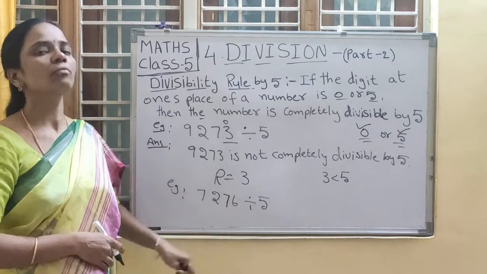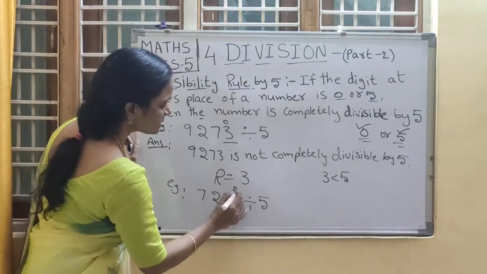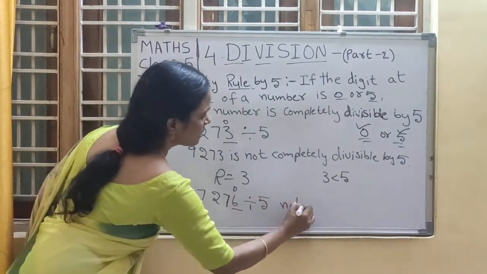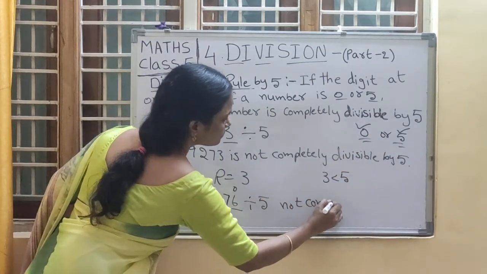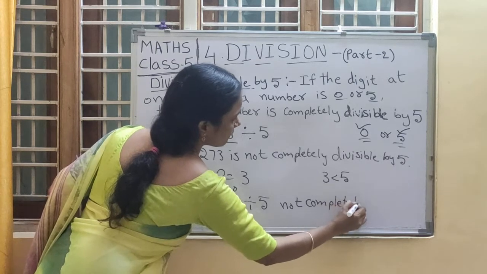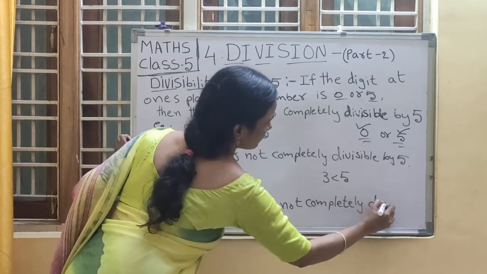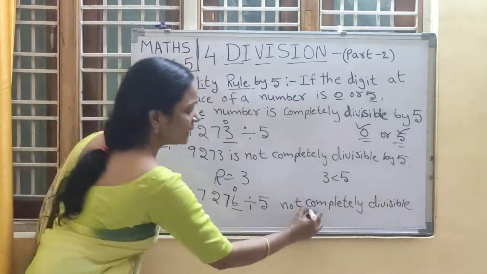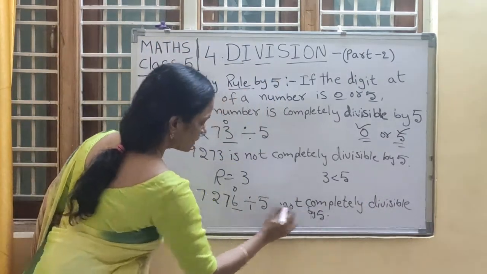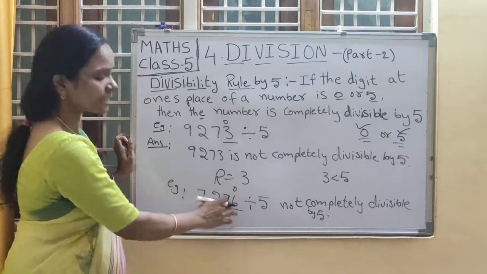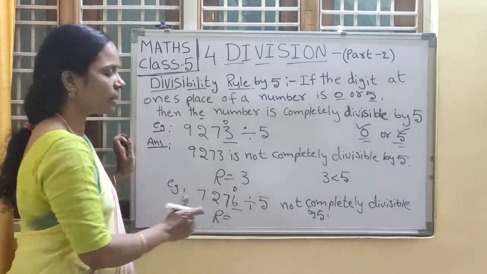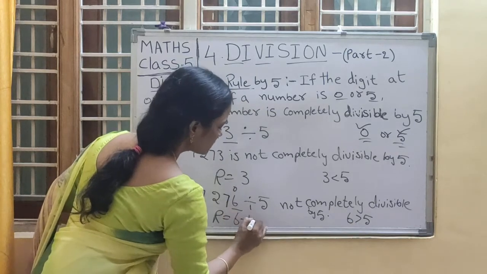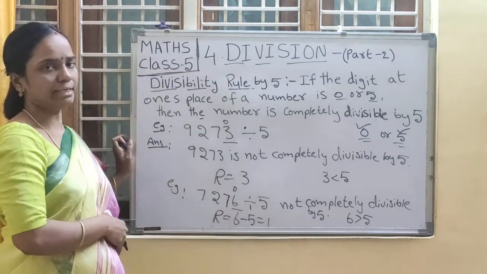7276 divided by 5. Is this number completely divisible by 5? Yes or no? Very good. No, because the ones place digit is 6. We don't have 0 or 5. So not completely divisible by 5. Then what is the remainder? Shall we take that last digit here? No, we can't, because 6 is greater than 5. 6 minus 5 is equal to 1, which is the remainder.